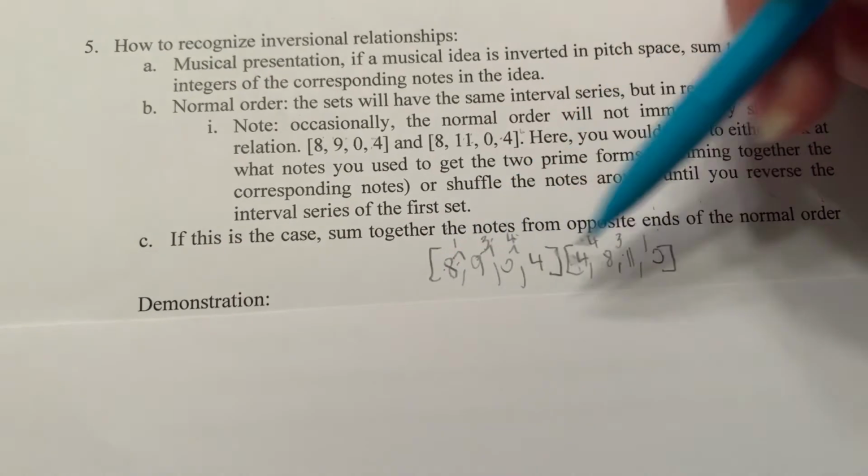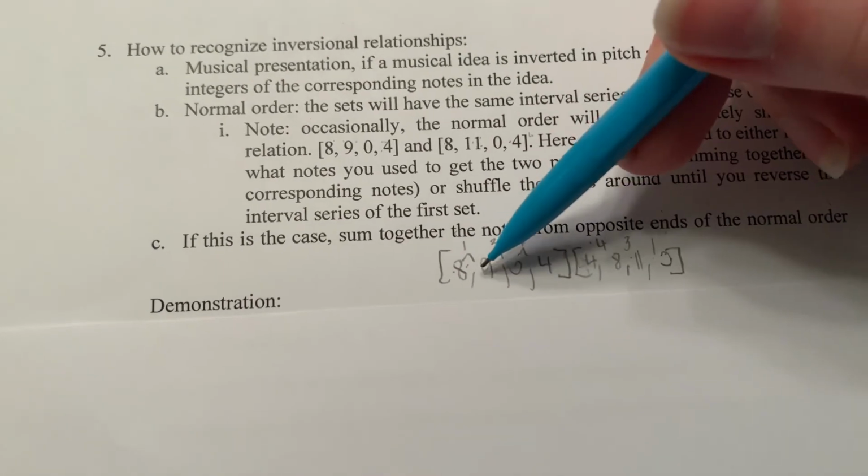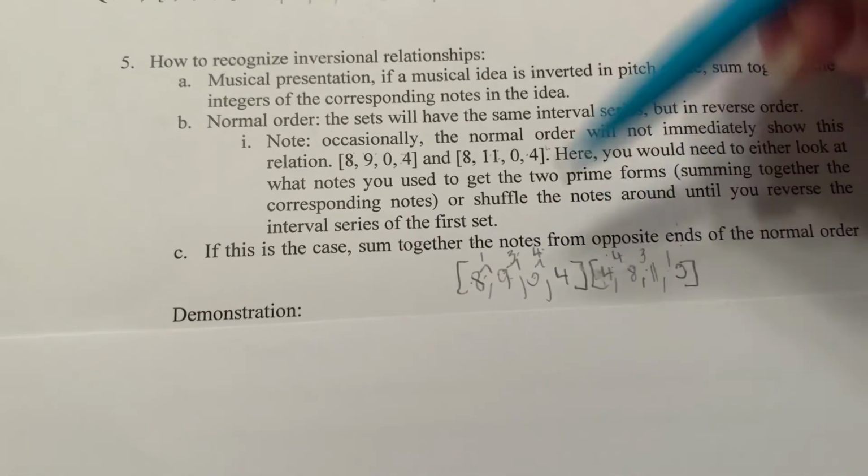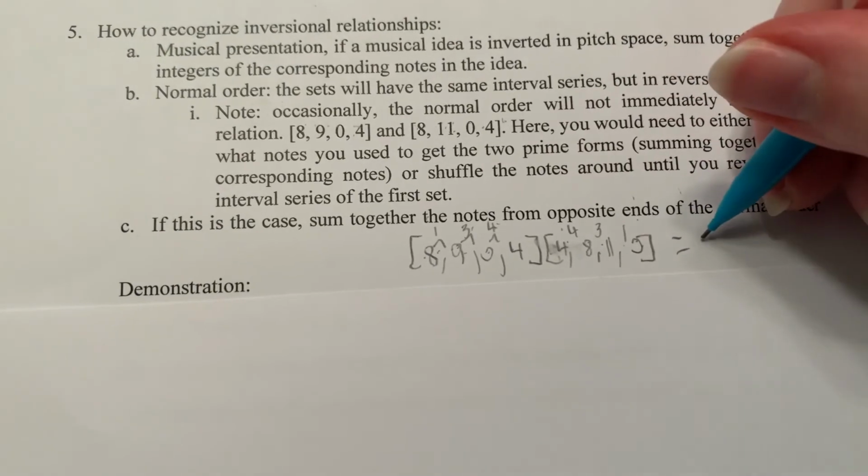And so here, 8 and 0 is 8. 8, 9 and 11 is 8. 0 and 8 is 8. 4 and 4 is 8. And therefore, this is T8I.